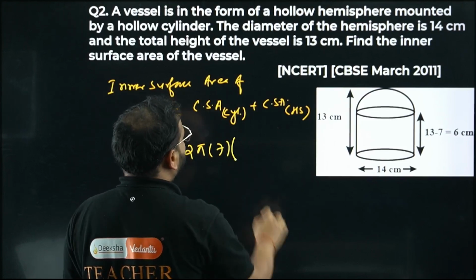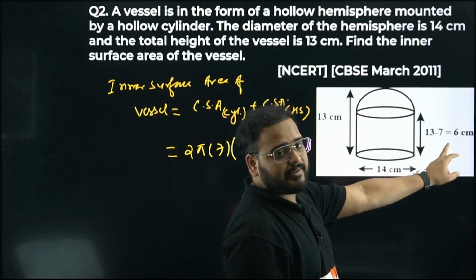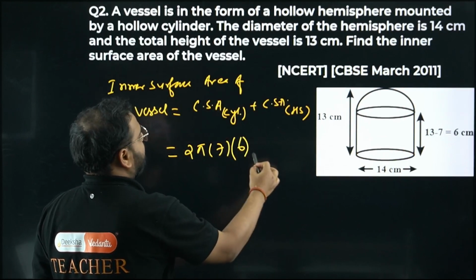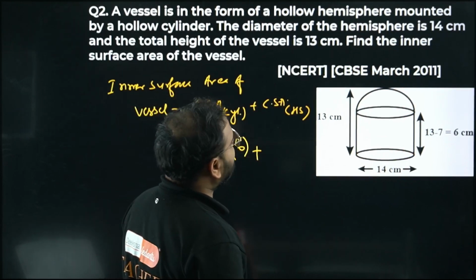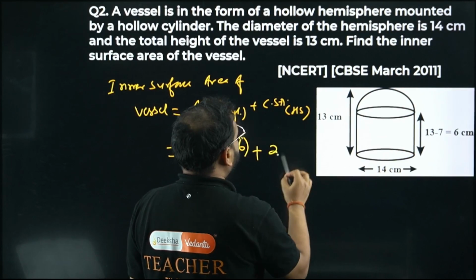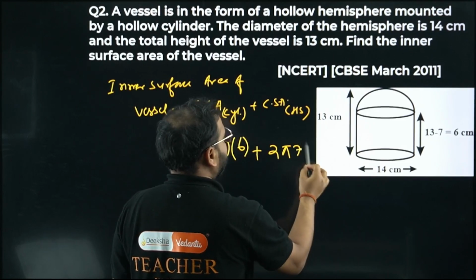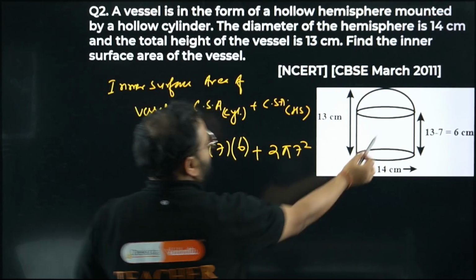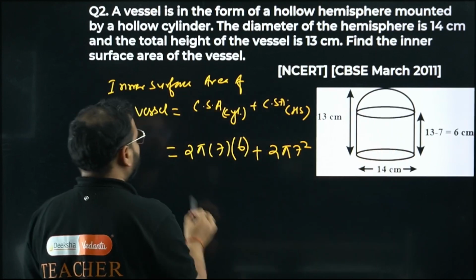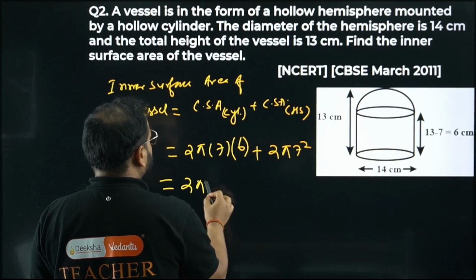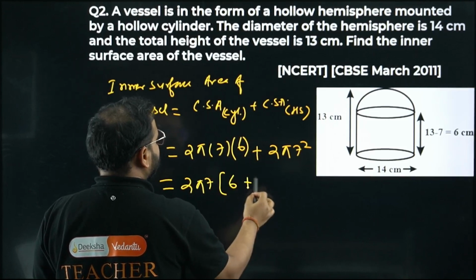What is the h value for the cylinder? 13 minus 7, right? Total is 13. So what is the height? Only 6. Plus CSA of the hemisphere. So 2 pi, what is r? Again the same value, 7 square. 2 pi r square. Have a look. So I can take something common. I can take 2 pi and 7 common.